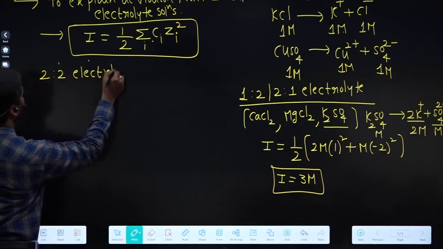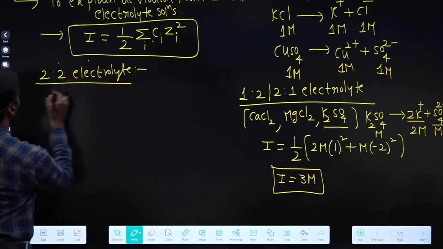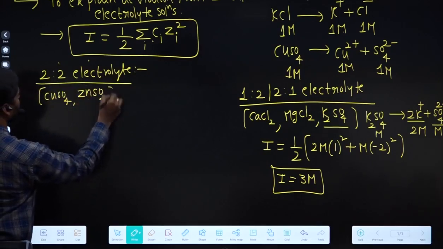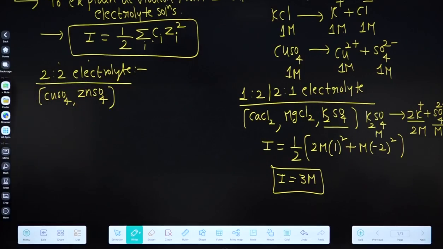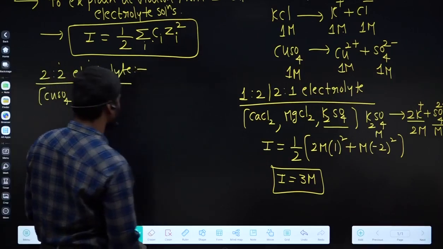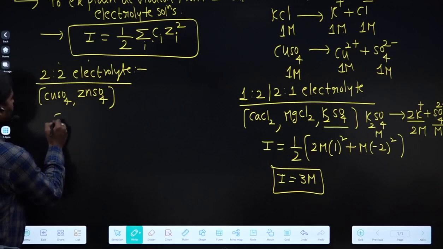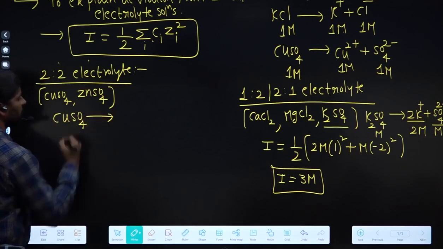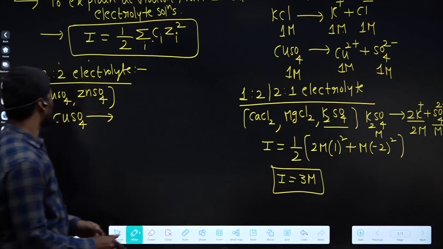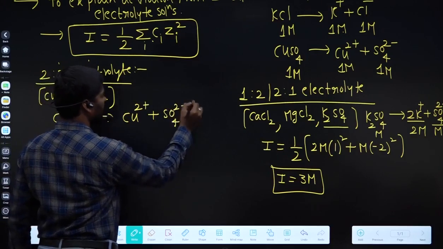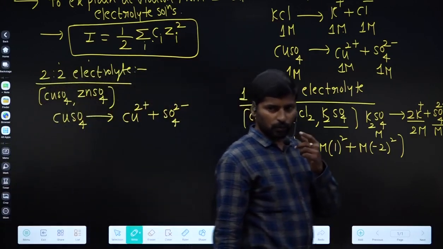For example, copper sulfate, zinc sulfate, etc. The 2:2 electrolyte you may derive. Next, 1:3 electrolyte or 3:1 electrolyte, AlCl3. Copper sulfate: the charge number on the cation is 2, the charge number on the anion is also 2.